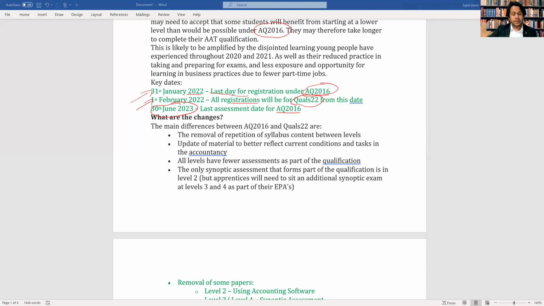So even if you think the changes are coming next year, it will still not be applicable to you until 30 June 2023. So I think this information will be helpful for you in understanding what changes are coming to the AAT from next year, and you can make a plan based on that.